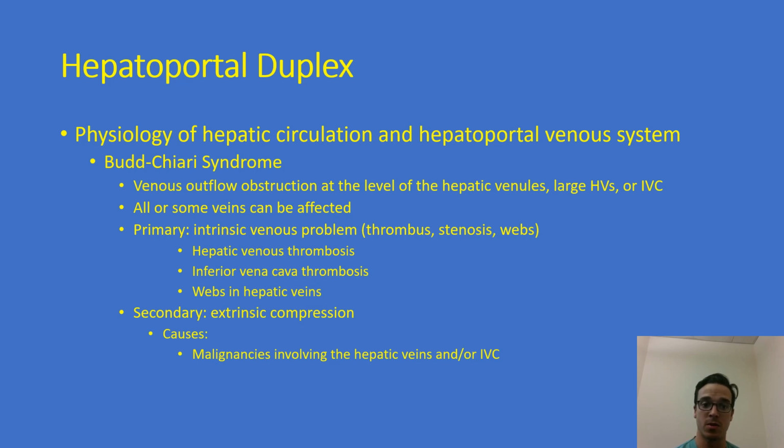is Budd-Chiari syndrome. This is venous outflow obstruction and can be at the level of the hepatic venules, large hepatic veins, or the inferior vena cava. All or some of the veins may be affected. The primary cause can be intrinsic venous problems such as thrombosis, stenosis, or webs, and may be due to hepatic venous thrombosis, inferior vena cava thrombosis, or webs in the hepatic veins. Secondary causes are usually extrinsic compression, such as malignancies involving the hepatic veins or the inferior vena cava.